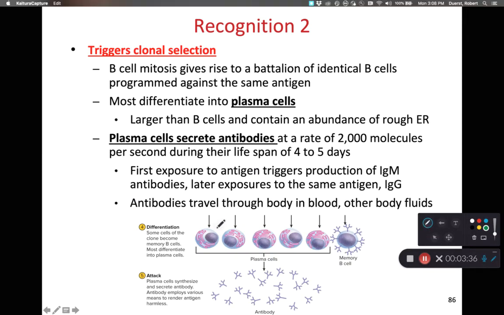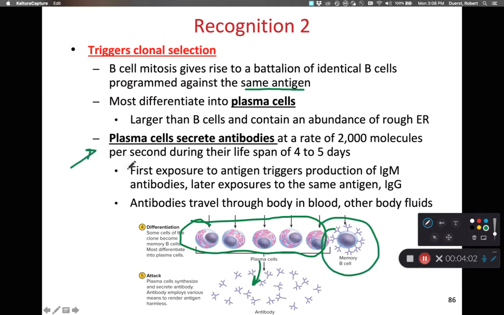Our activated B cell is going to go through clonal selection, where it reproduces again and again. It doubles. And all of those daughter cells are all going to be genetically programmed to attack or respond to that exact same antigen. Overwhelmingly, we get a lot of plasma cells, the cells that produce antibodies, and we'll get to a lesser degree B memory cells.